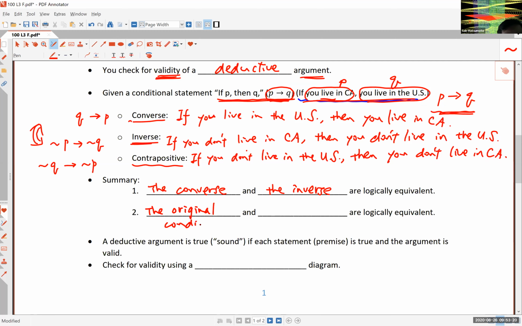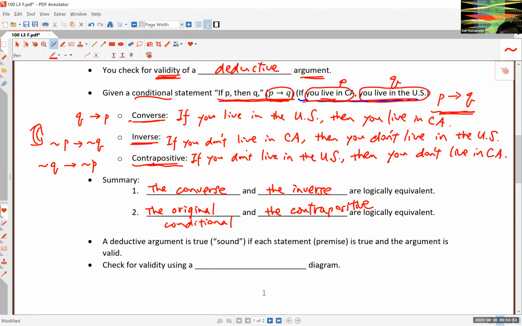And I want to emphasize the original, because there are four statements now, the four conditionals. The original conditional and the contrapositive, that's the last one, okay? The contrapositive are logically equivalent. So out of these four statements, the conditional, and then the converse, inverse, and contrapositive, the contrapositive is the only one that is still logically equivalent to the original conditional statement.